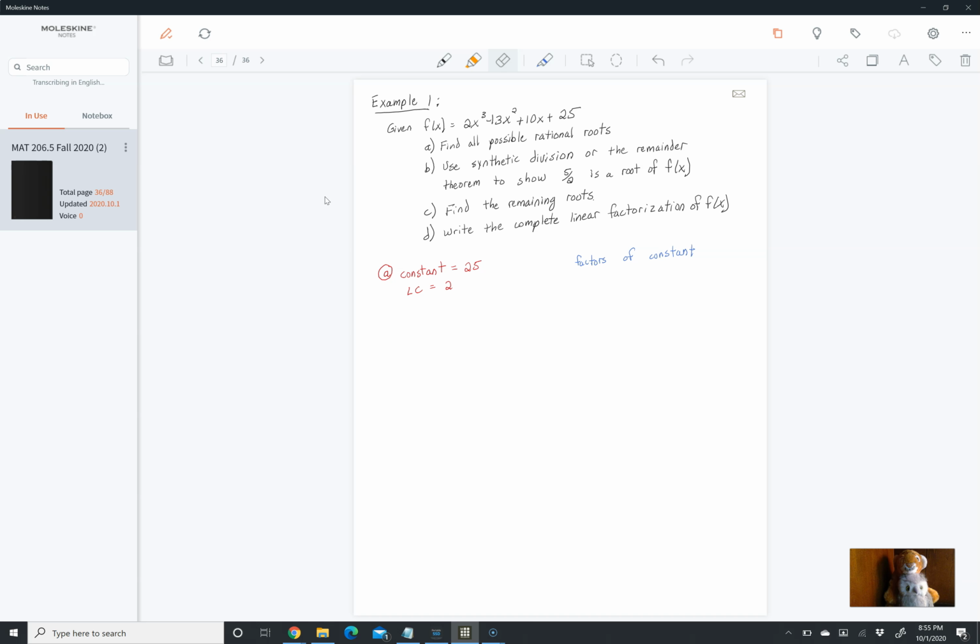Which fortunately here there aren't that many. It's just 1, 5, and 25. And then we're going to have the factors of the leading coefficient. Again, fortunately there are not that many. It's just 1 and 2. So this means that there are only 12 possible roots.